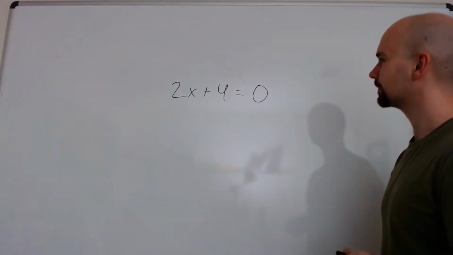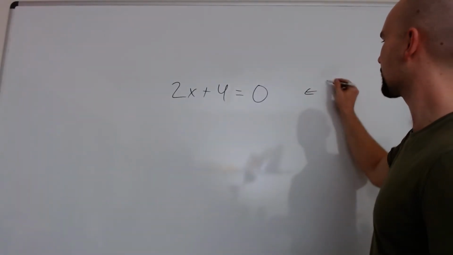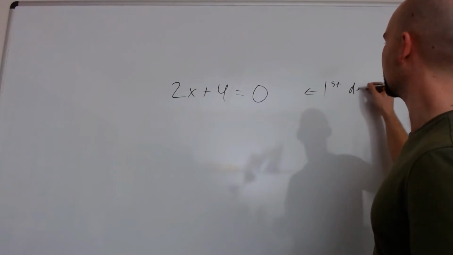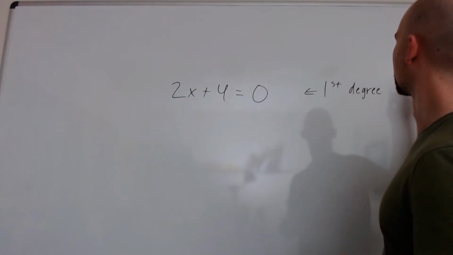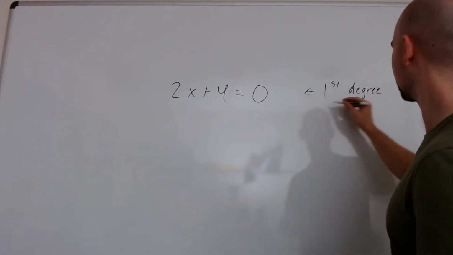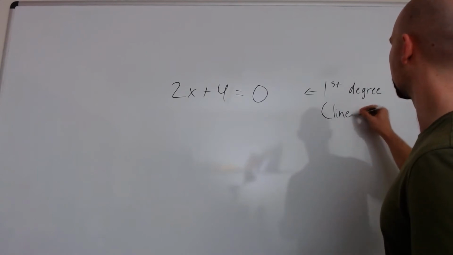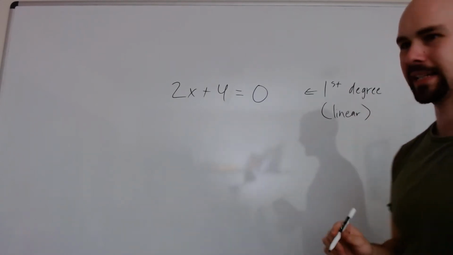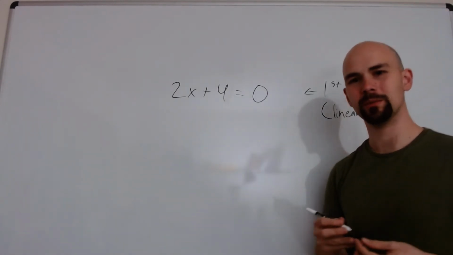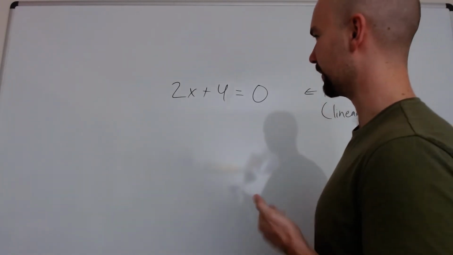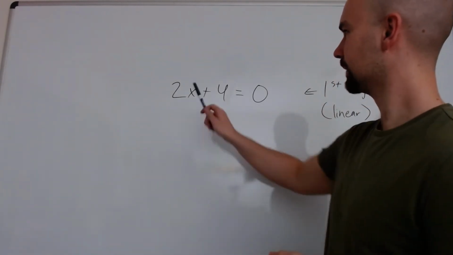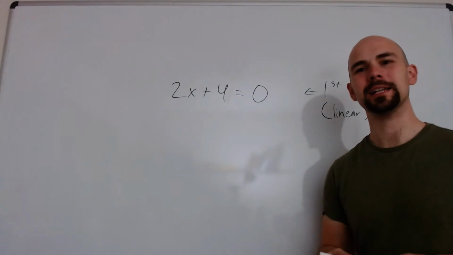And so we call this a first degree or linear equation. Because if you have a first degree equation, meaning one where the highest polynomial's degree is 1, like this, then it's going to be graphed as a straight line.